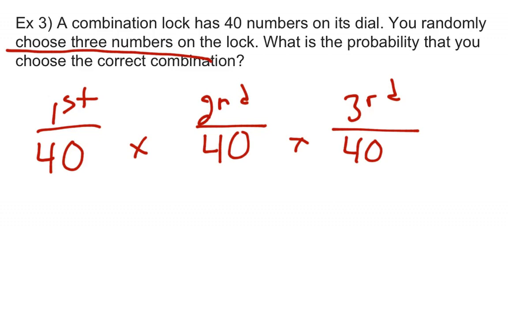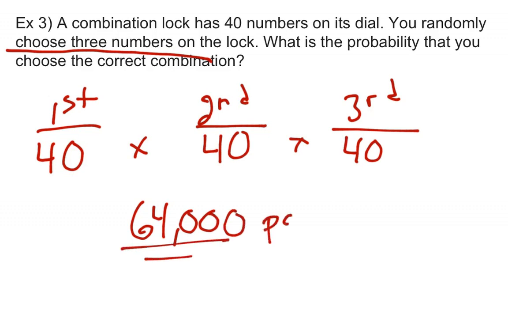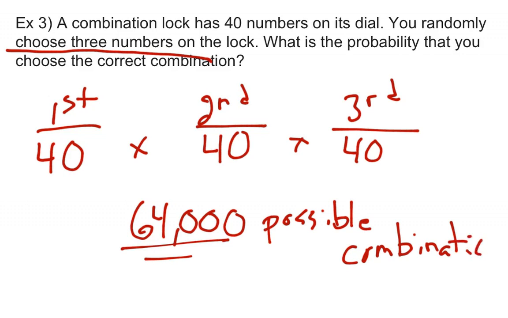So the counting principle says multiply these 3 things together. 40 times 40 times 40. And if you do that on your calculator, you're going to get that there are 64,000 different possible combinations. There are 64,000 possible combinations on that lock. Now, if all we wanted to know was how many different combinations there were, we'd be done. The answer would be 64,000.